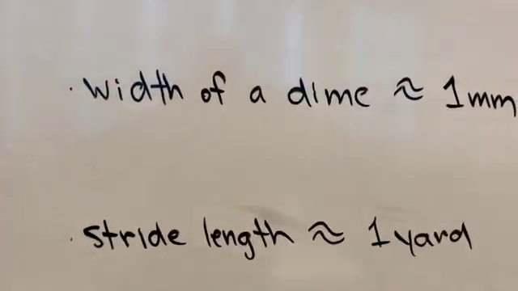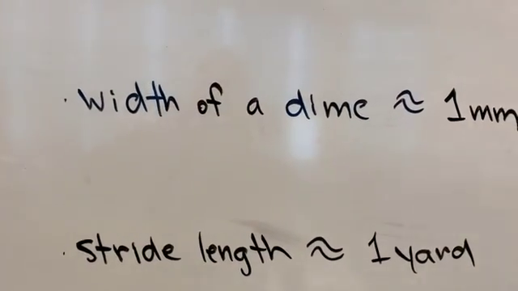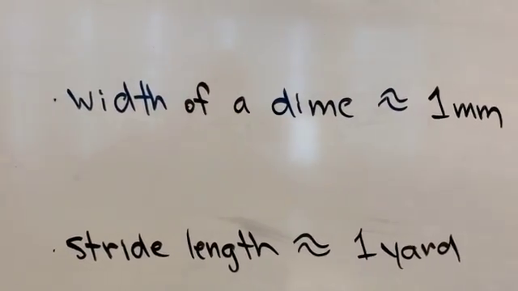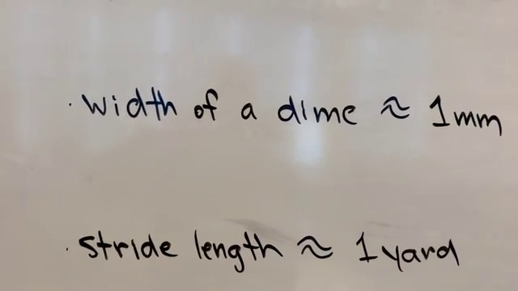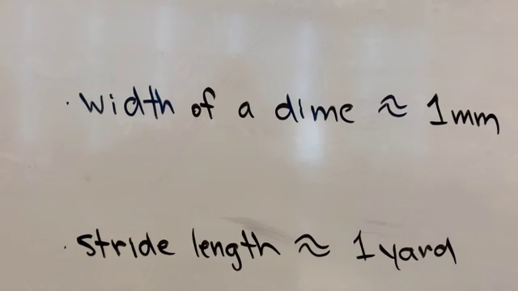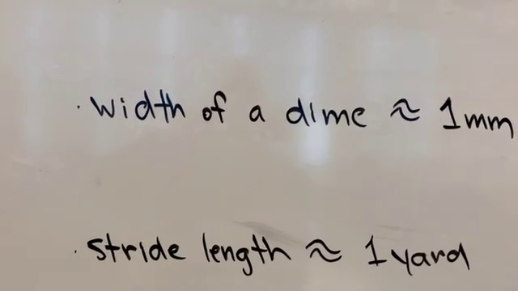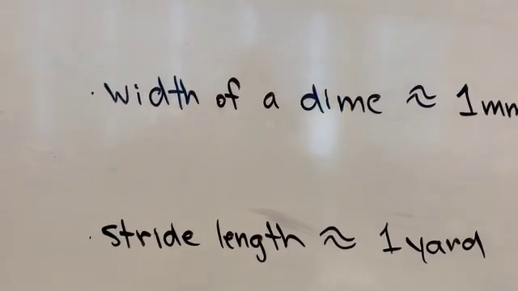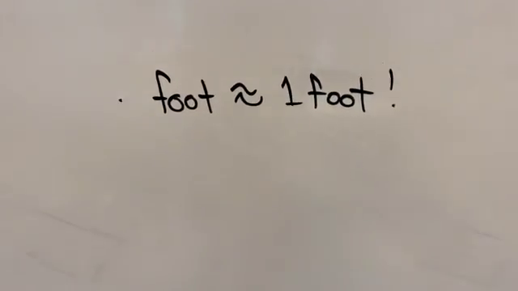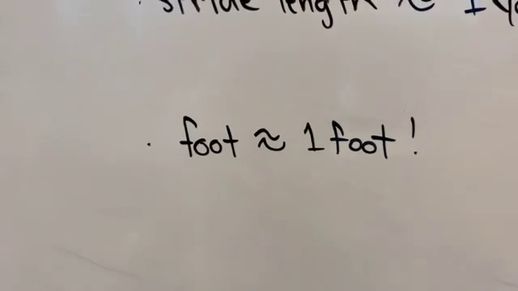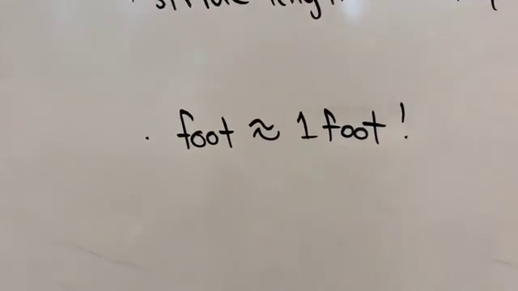A stride length: you'll see soccer referees use this all the time because they don't mark off a soccer field the same way they do in football. When they want somebody to back up 10 yards, they just stride out about 10 strides, and it's about 10 yards. And the least creative one, my foot, is approximately a foot. In imperial measurements, it's actually quite close.